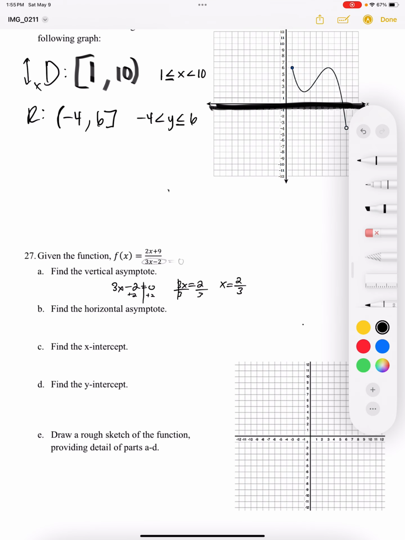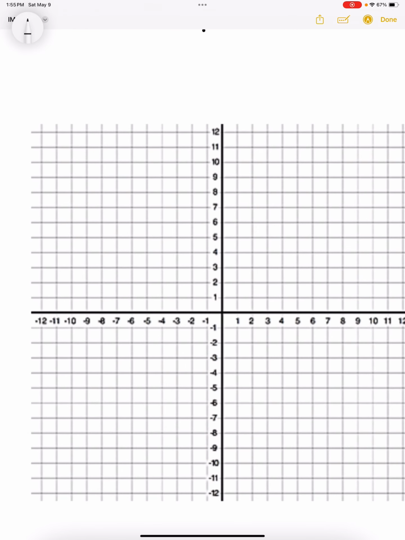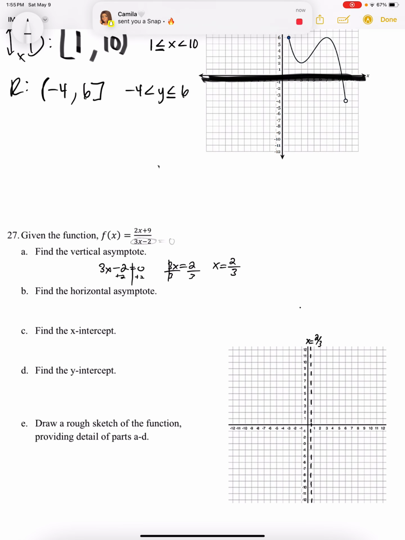So if we kind of draw it out, it would be right about here. Vertical asymptote means that it cannot cross this graph, or this line. So this is the line x equals 2/3. It cannot cross it.